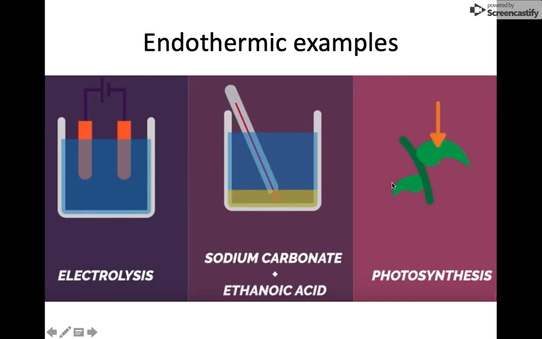Okay? Let's have a look at endothermic. In endothermic reactions, the surroundings will get colder. All electrolysis is endothermic, and so is mixing sodium carbonate and ethanoic acid together, or the opposite of respiration, photosynthesis. That makes sense because if you look at the chemical reactions for photosynthesis and respiration, they are the exact opposite of one another. So if respiration gives energy to the surroundings, then reversing that reaction in a process of photosynthesis will be endothermic. It will make the surroundings colder.